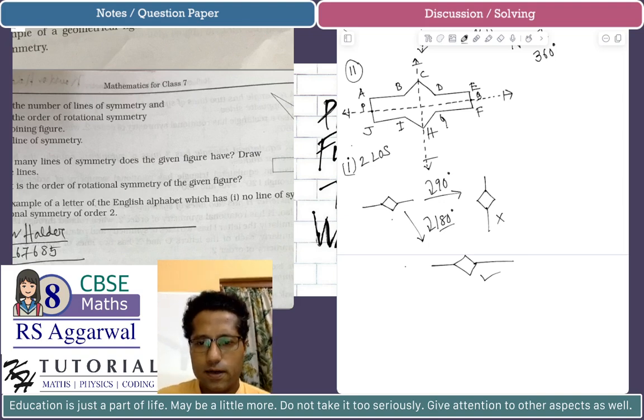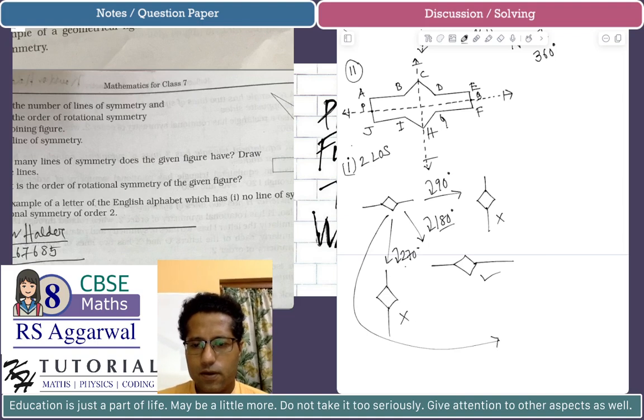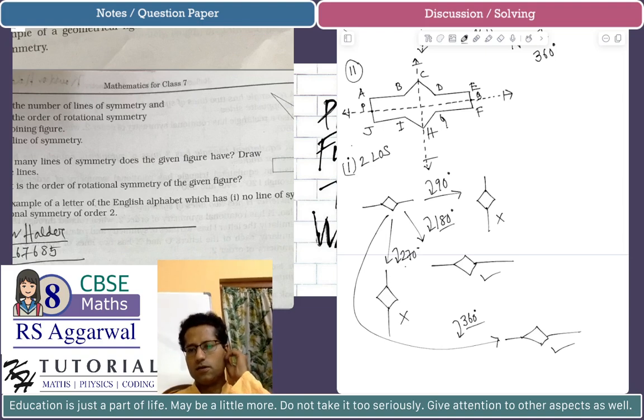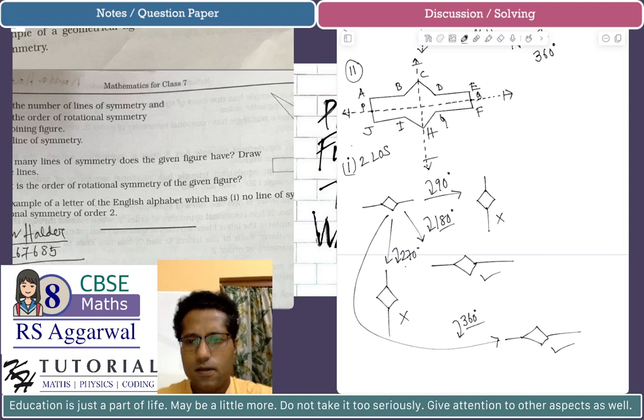And again, if I rotate this figure by 270 degree, I can see it will look like this. So this is also not looking identical. And finally, if I rotate the figure by 360 degree, we can see that it will again look identical. So 360 degree is an angle of rotational symmetry. So we can clearly see for this figure, n equals 2. The order of rotational symmetry is 2, and the angles of rotational symmetry are 180 degree and 360 degree.